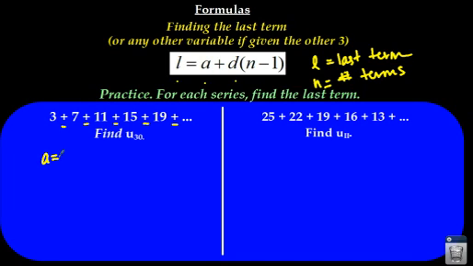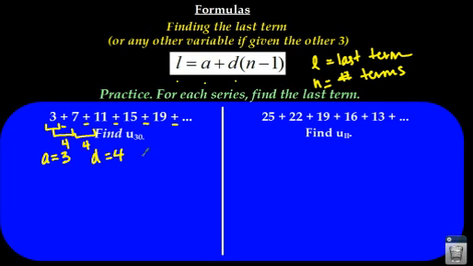A is our starting value. So our first value in our sequence, our series, is 3. D is our common difference. So what does each term grow by? From 3 to 7, well, that's 4. 7 to 11, that's 4. 11 to 15, that's 4. We can say that our common difference is 4 because each term grows by 4.